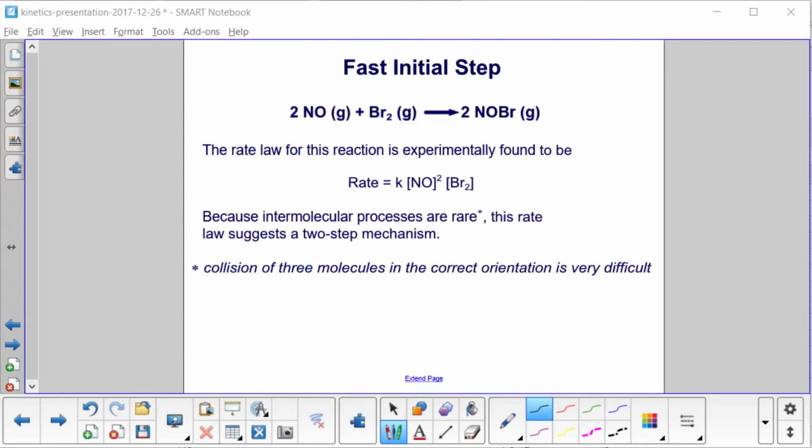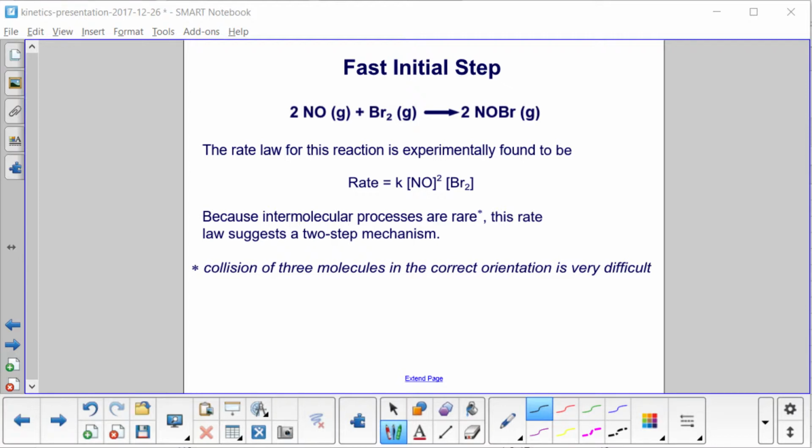So we have a reaction that says 2NO plus Br2 produces 2NOBr. The rate law for this reaction is experimentally found to be rate equals k times the concentration of NO squared times the concentration of Br2. Okay?